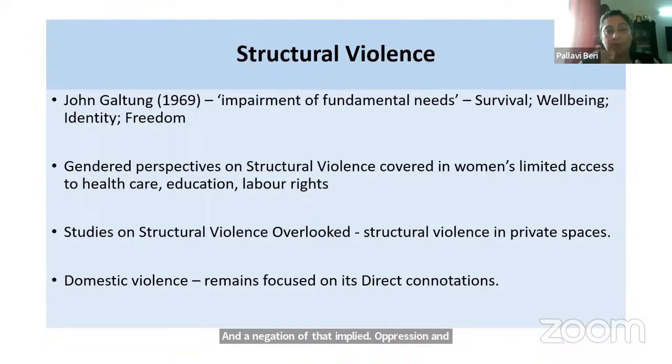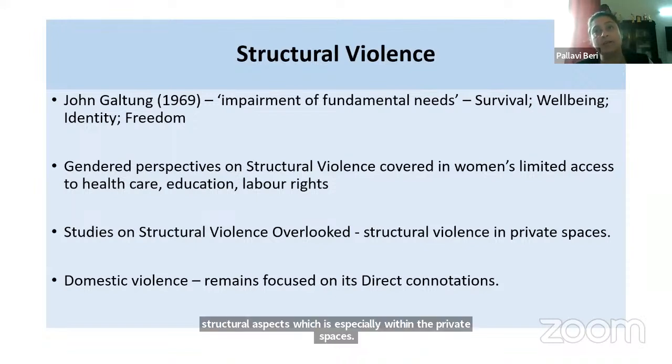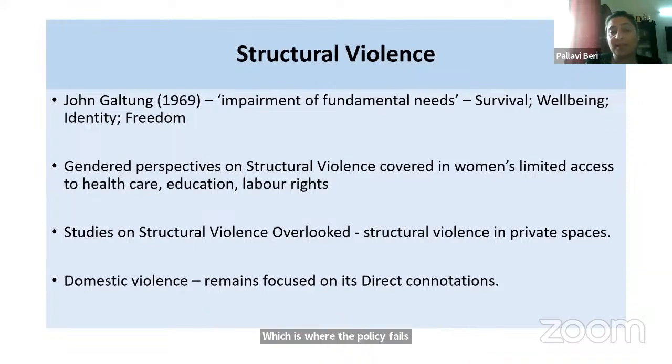Now, when we try to fit women into this frame of structural violence, we move into what I discussed earlier: women's limited access to healthcare, education, labor rights, and so on. The wider studies on violence have largely focused on direct forms of violence. They have ignored these structural aspects, especially within the private spaces, which is where the policy fails to address the problem of domestic violence.